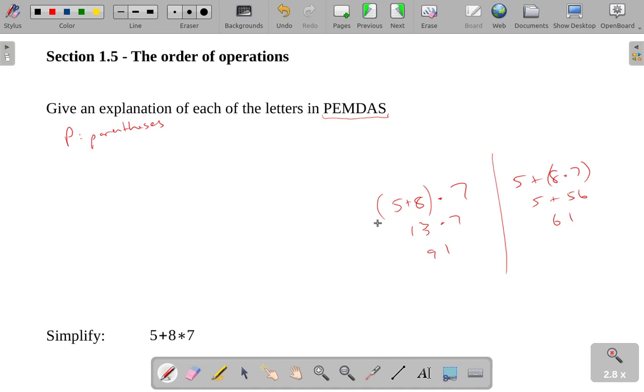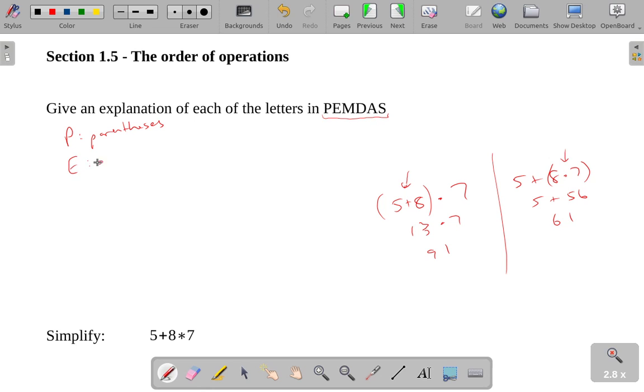And parentheses in and of themselves are not actually an operation. The P tells us that any operations on the inside of the parentheses are elevated in priority. They're going to come first. So you can see how I wrote this out, the 5 plus 8 in parentheses times 7. Because this addition is on the inside of the parentheses, this was my way of saying we do this one first. Over here, I have the multiplication inside the parentheses and not the addition, and that's my way of saying that I wanted to do the multiplication first. So that's what the P of PEMDAS stands for.